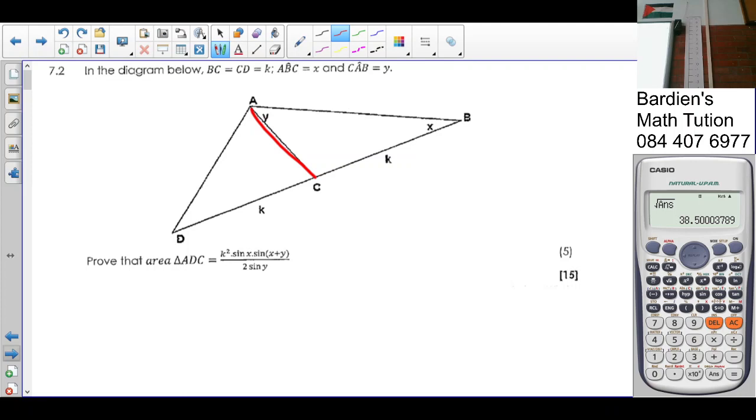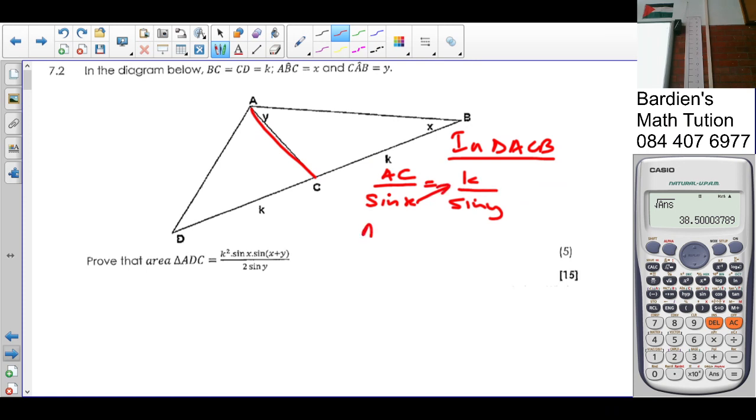Okay? So what I'm going to say is that in triangle ACP, AC over sine of X is equal to K over sine of Y. So I'm going to make AC the subject of the formula. So AC is equal to K sine X over sine Y.